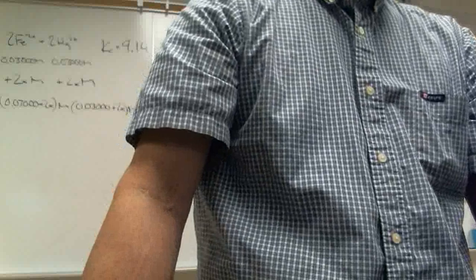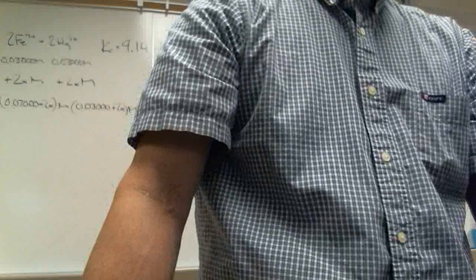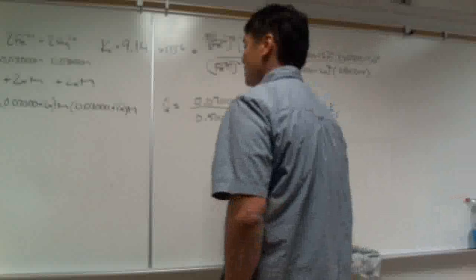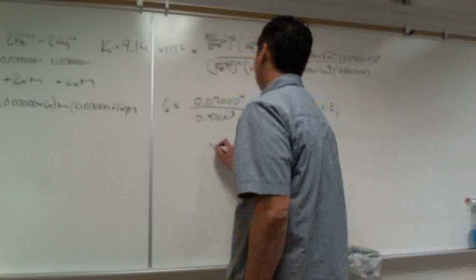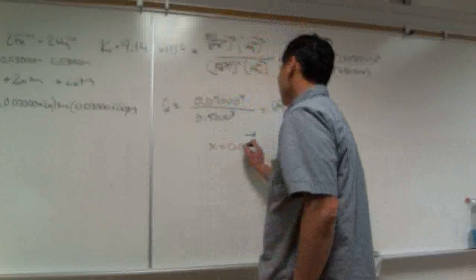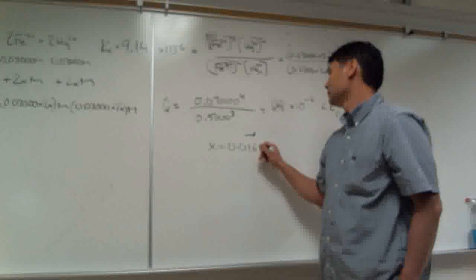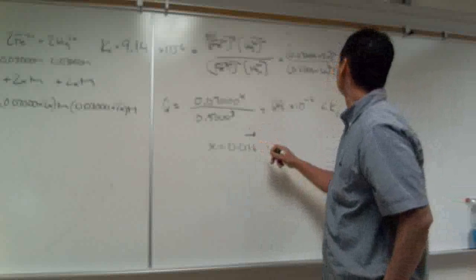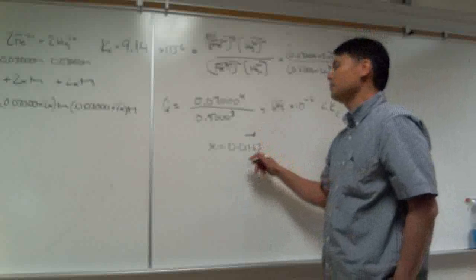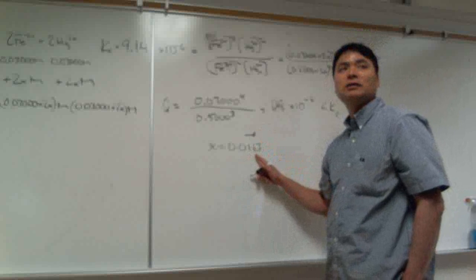All right, what did you get? 0.0160. X equals 0.0163. So we're allowed 3 sig figs, it looks like. Yeah, at least 3. So give me one extra digit. 0.01634.